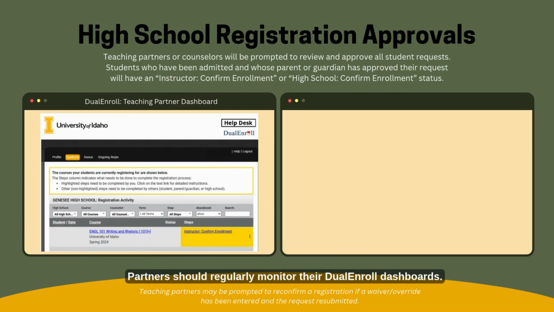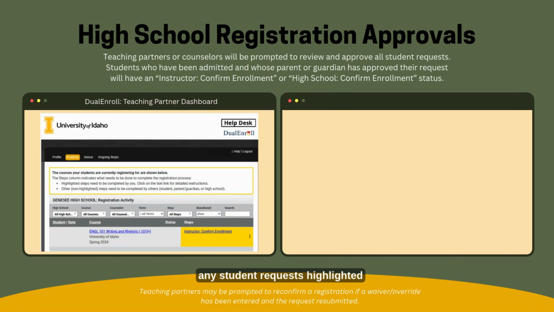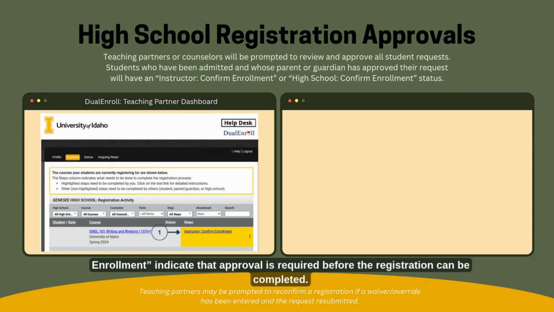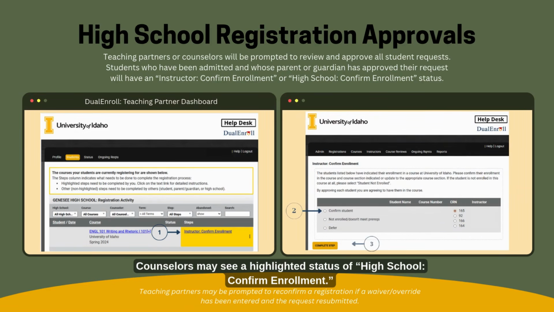Partners should regularly monitor their dual enroll dashboards. After students are admitted and their parent or guardian has approved their registration, any student requests highlighted on the teaching partner dashboard showing a status of instructor, confirm enrollment, indicate that approval is required before the registration can be completed. Click on the link, select the appropriate response, then complete step. Counselors may see a highlighted status of high school confirm enrollment.